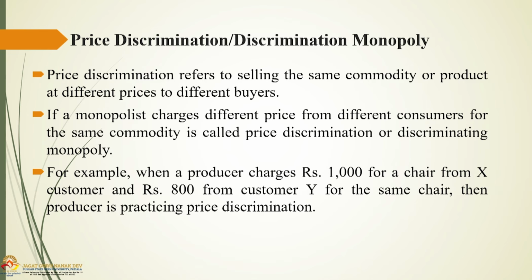For example, when a producer charges 1000 for a chair from X, and 800 from the customer Y. The same chair, the product is the same, quality, quantity, everything is the same, but the seller is charging different prices from different consumers. It is the desire or will of the seller to whom he wants to sell the commodity at which price, higher or lower. Most of the time prices are decided according to the market situations.